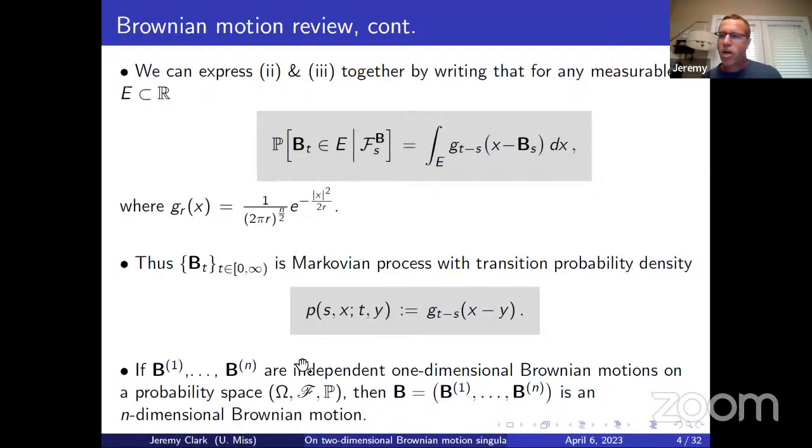Now, to construct an n-dimensional Brownian motion from one-dimensional Brownian motions is extremely simple. If you just take n independent one-dimensional Brownian motions, then you can just put them into a vector to construct an n-dimensional Brownian motion. So the components of an n-dimensional Brownian motion are just independent one-dimensional Brownian motions.